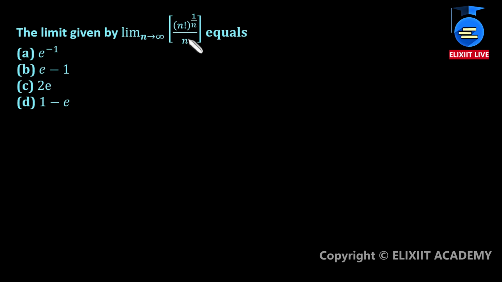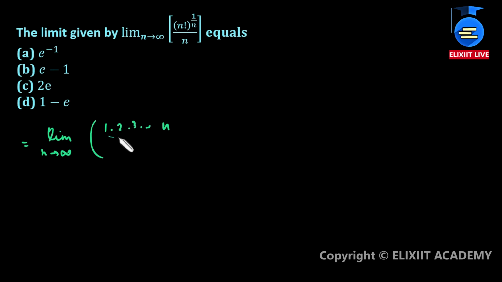We have limit n tends to infinity, n factorial whole to the power 1 by n, upon n. How do we solve this? We can write this n factorial. We have limit n tends to infinity. N factorial means n into n minus 1 up to 3 into 2 into 1. So basically I can write this numerator as 1 into 2 into 3 up to n.